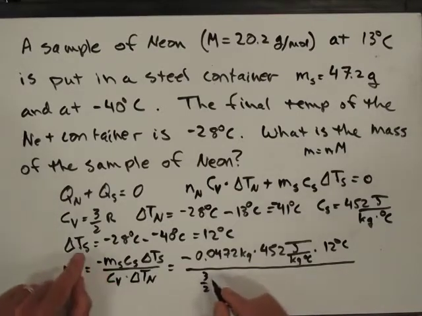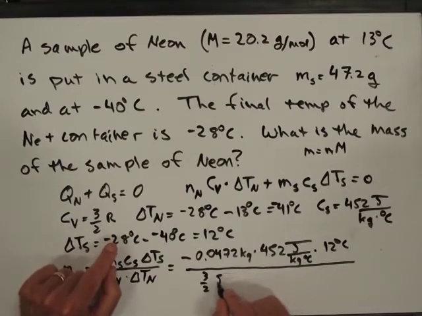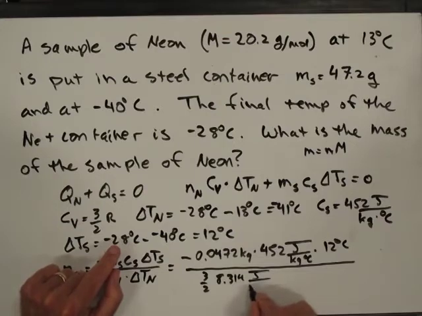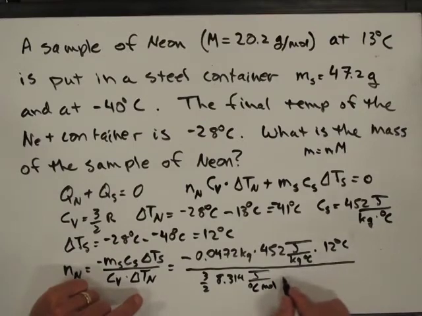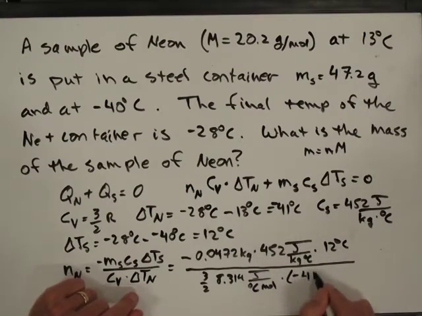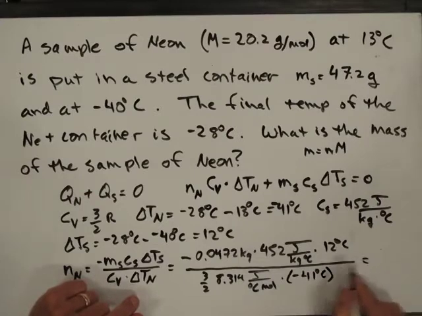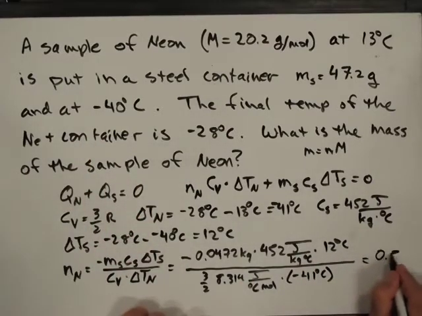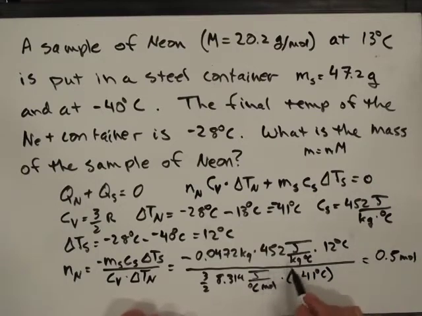3/2 times the universal gas constant, 8.314 joules per, if I want to, degrees C mole. Usually we have Kelvin, but since I put the temperatures in degrees C, times the temperature change for the neon, which is minus 41 degrees C. What I get when you cancel all these units is about 0.5 moles. The joules cancel, the kilograms cancel, the degrees C cancel, and all I'm left with is a mole.